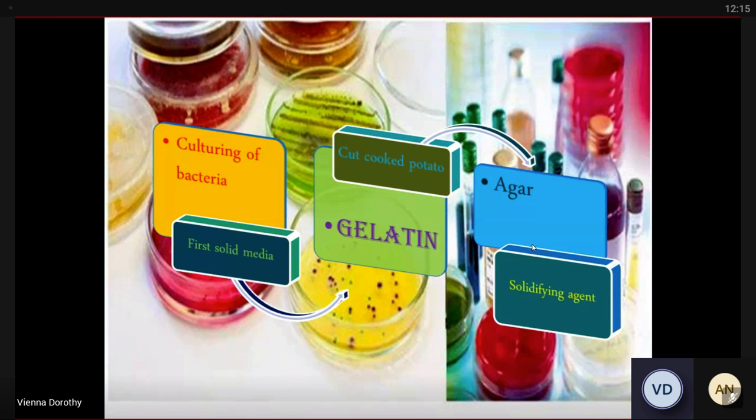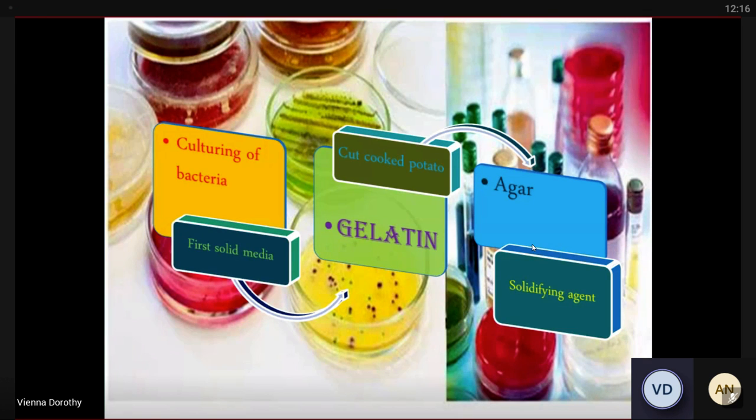Now, how much gelatin was used? That is the next question. 2%. Again, textbooks give you variations of 1.5 to 2%, but generally we can stick to 2%. Okay, 2% of gelatin was used. Now, what do you mean by 2%? That's 2 grams of gelatin added in 100 ml of water. So, 2% of gelatin was used.